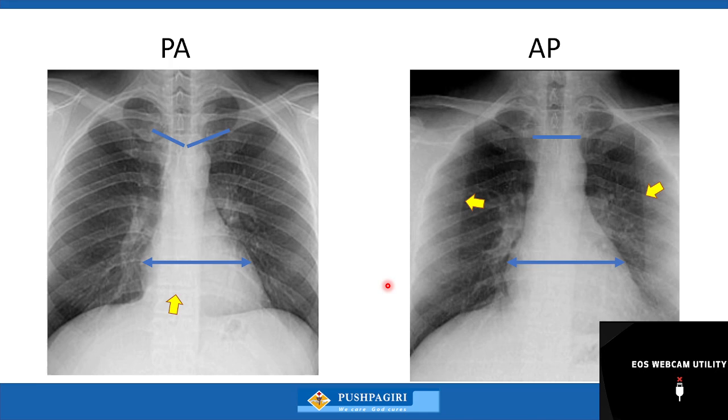Horizontal. The ribs will be horizontal, whereas here, the ribs will be oblique. Then there will be apparent cardiomegaly in an AP, but that is not there in a PA. Then the vertebral spine is inverted: the spine is prominent in a PA, whereas in an AP the spine is not that prominent, but the body will be more prominent.